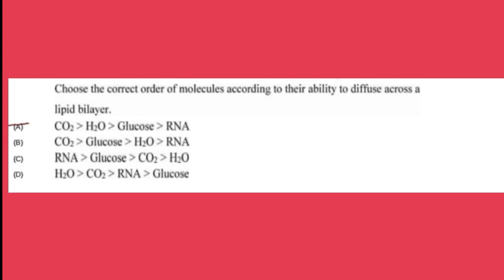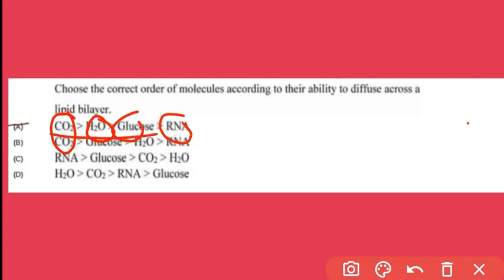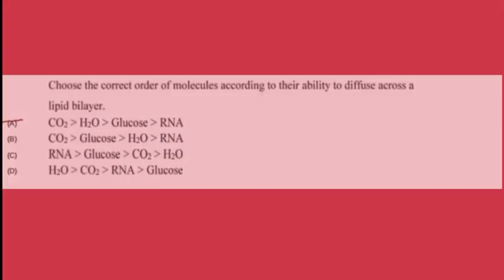So gas molecules will diffuse fast, so CO2 will move across a cell membrane fastest. Then the water molecule, then glucose and then the RNA. This is the sequence: CO2, H2O, glucose and RNA. So option A is the answer to this question. Then the next question.